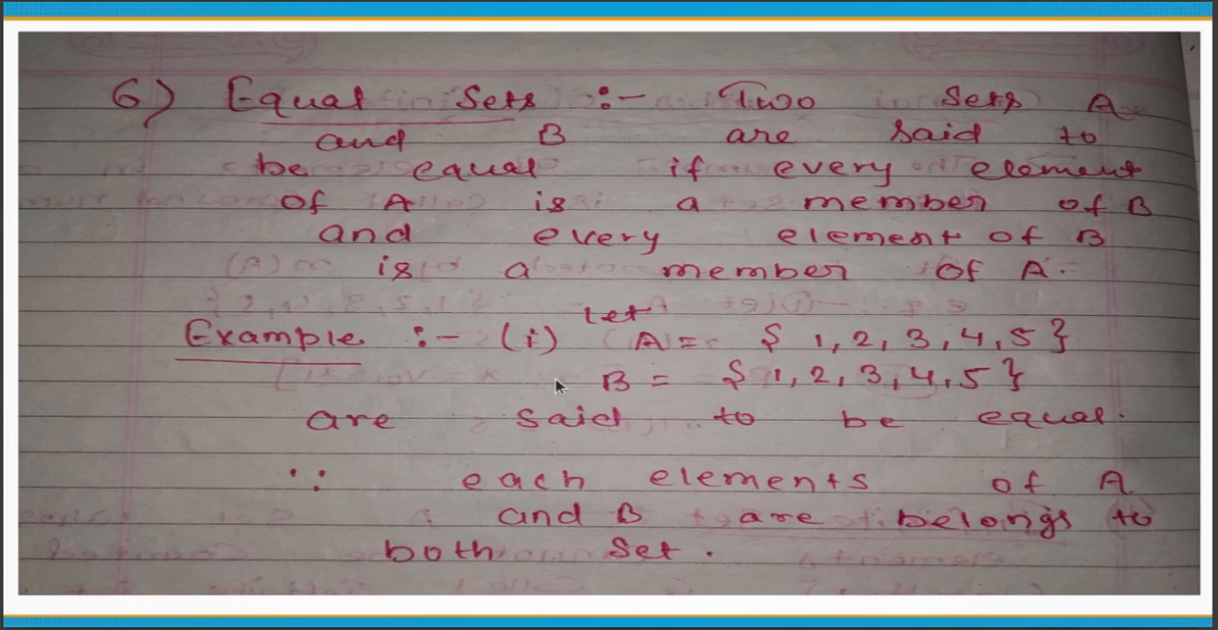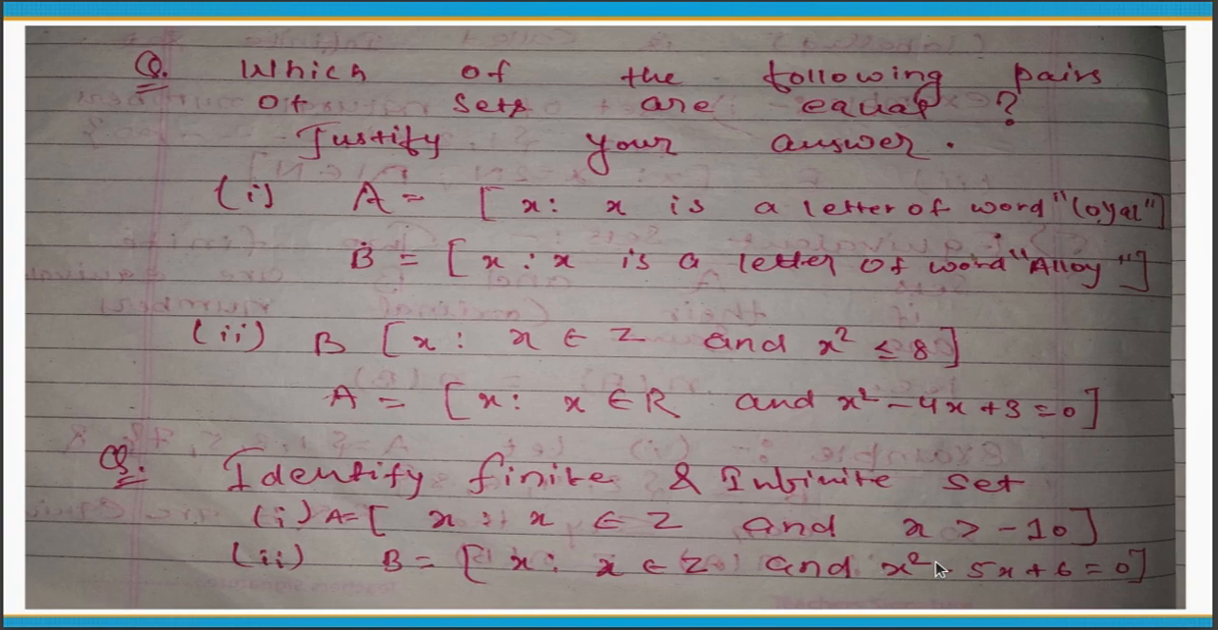For example, let A be the set {1, 2, 3, 4, 5} and B be the set {1, 2, 3, 4, 5}. They are said to be equal. Each element of sets A and B belongs to both sets. Now here is a question given to you.